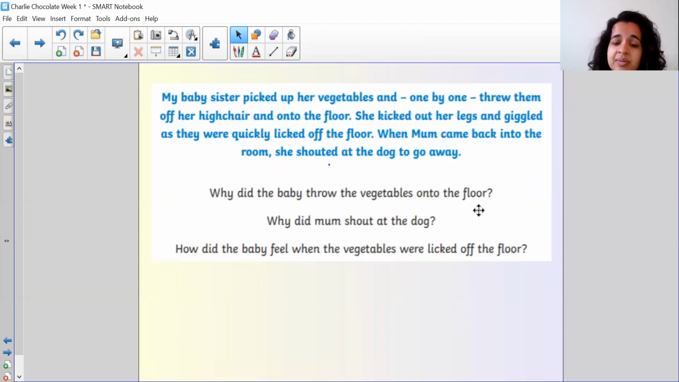So that could be a reason why she threw the vegetables onto the floor, okay? I'm using my background knowledge of when I was a child to help me answer this question. Why did Mum shout at the dog? Well, we talked about that, okay?